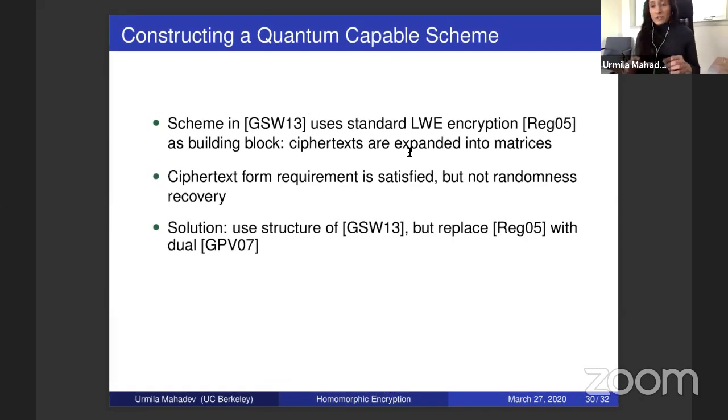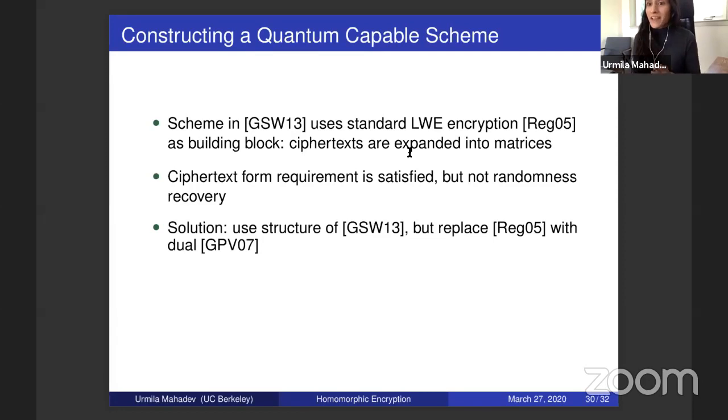And so what I can do is use the same structure of GSW13, which is expanding these vector ciphertexts into matrices, but instead of using the Regev ciphertext, I'll use the GPV ciphertext. And now we have a scheme which satisfies the ciphertext form requirement and has randomness recovery. It has a trapdoor for randomness.